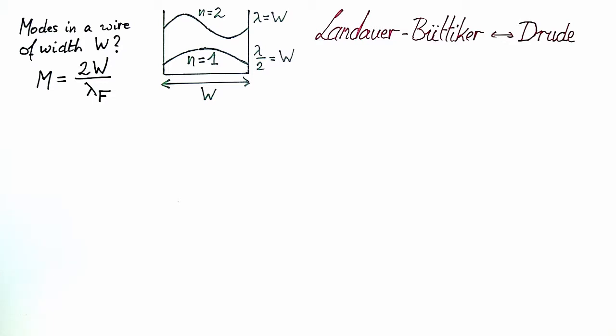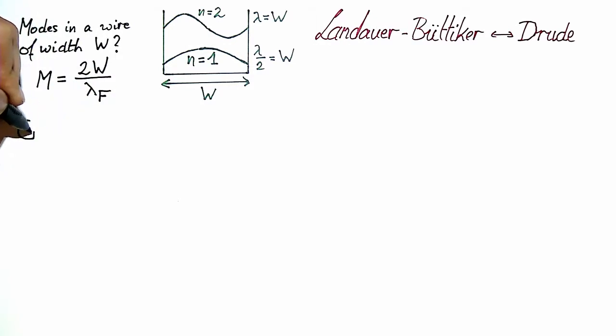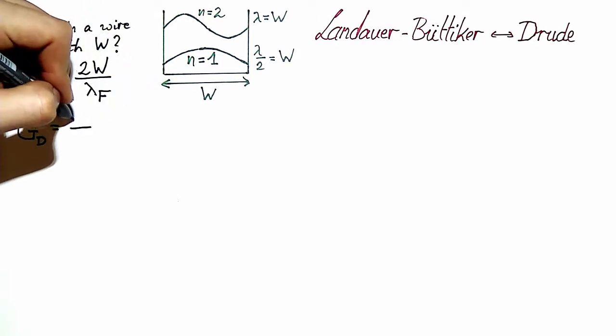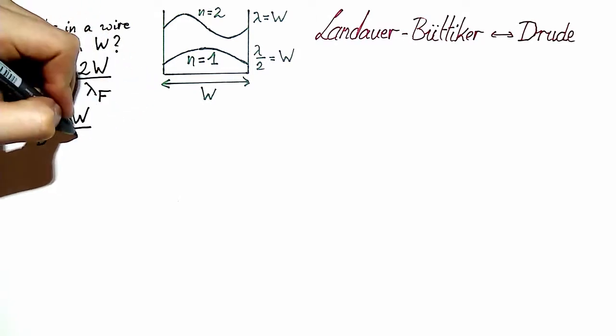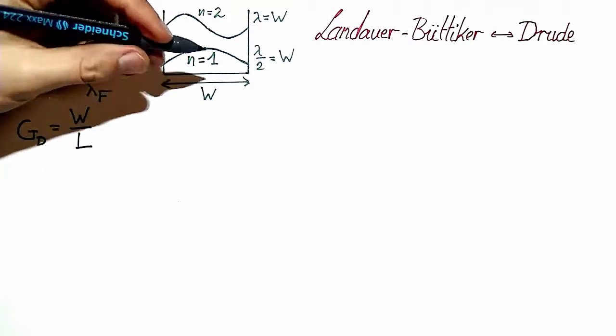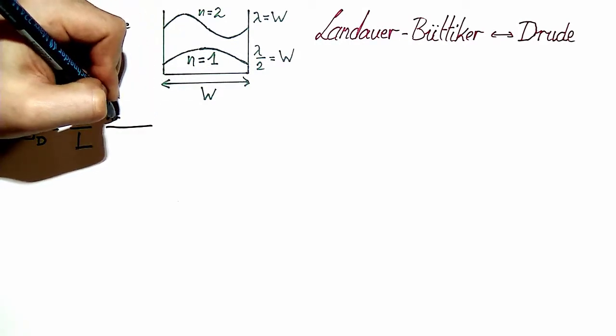Now we can try to bring the formula for conductance of such a conductor within Drude's model in a form similar to the Landauer-Büttiker result. So we start by simply writing down the conductance, which is the aspect ratio of the conductor, so let's write L for the length, times the conductivity, which is the familiar Drude result.